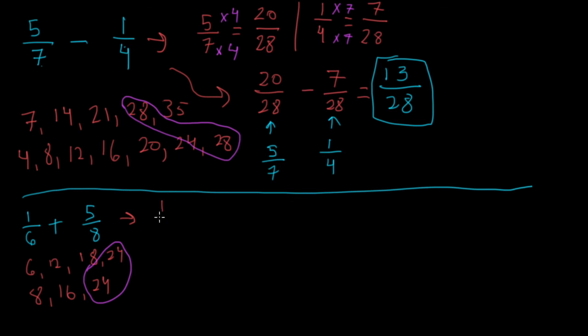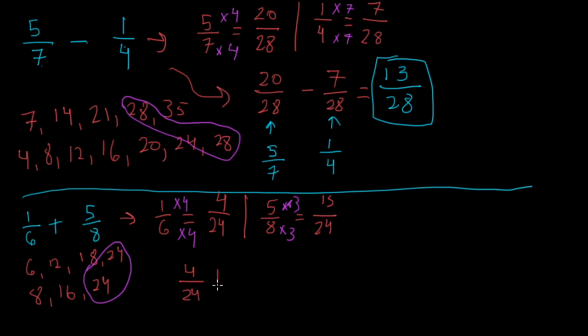So what we'll get is 1/6 will become, right, what out of 24? Well, we need to multiply 6 times 4. Whatever you do to the bottom, you do to the top. So this becomes 4 out of 24. Same thing, 5/8. We need to get a denominator of 24. So 8 times 3. 5 times 3 is 15.